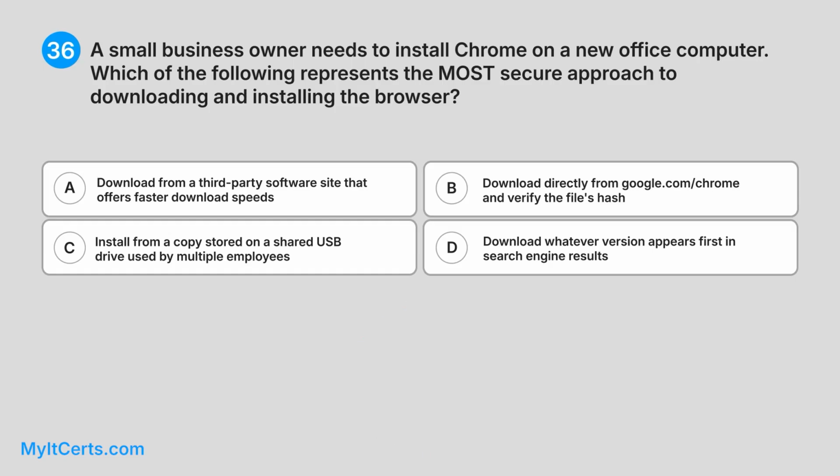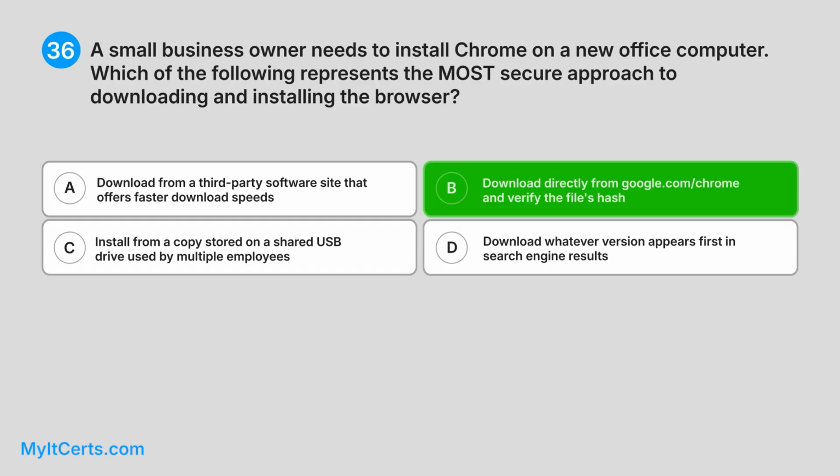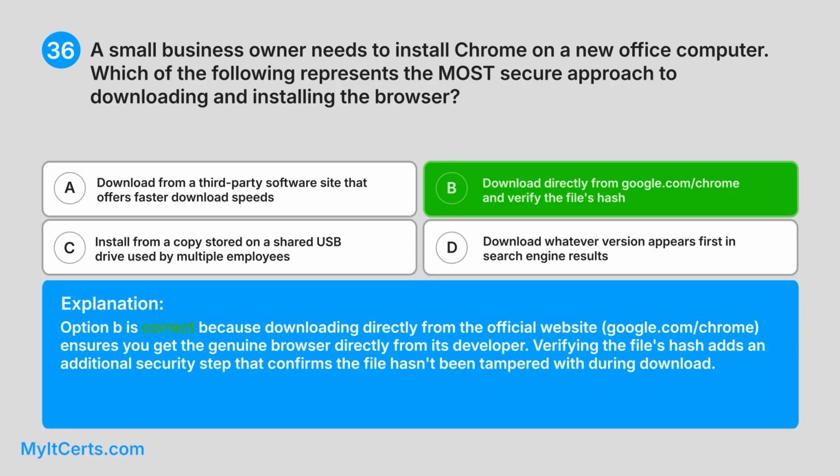Correct answer, B. Download directly from google.com/Chrome and verify the file's hash. Explanation. Option B is correct because downloading directly from the official website, google.com/Chrome, ensures you get the genuine browser directly from its developer. Verifying the file's hash adds an additional security step that confirms the file hasn't been tampered with during download.